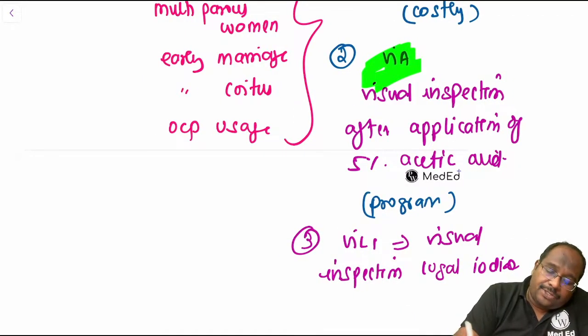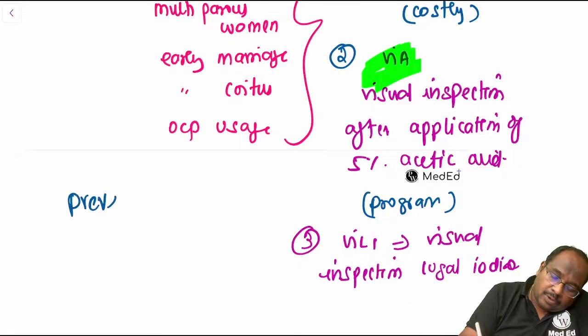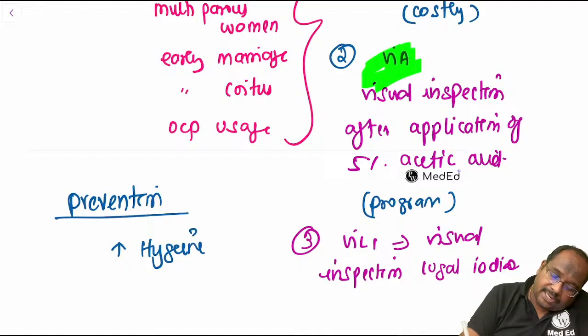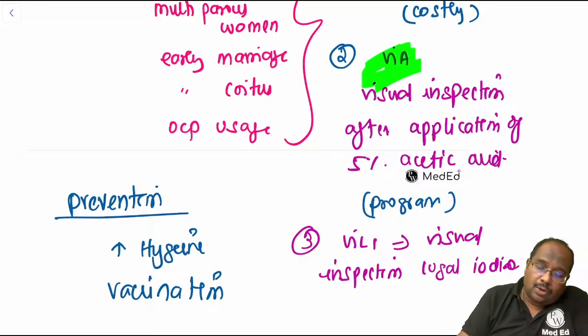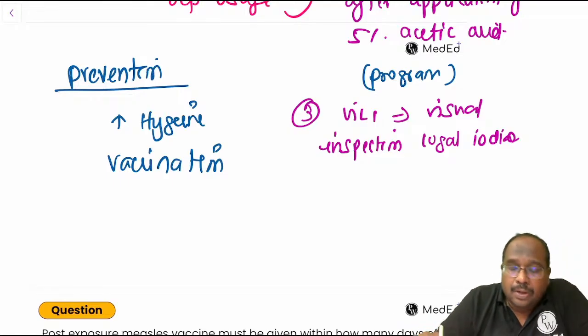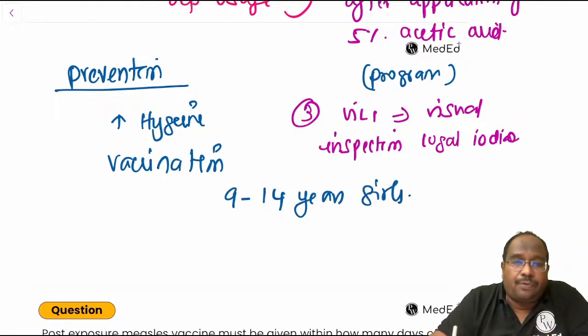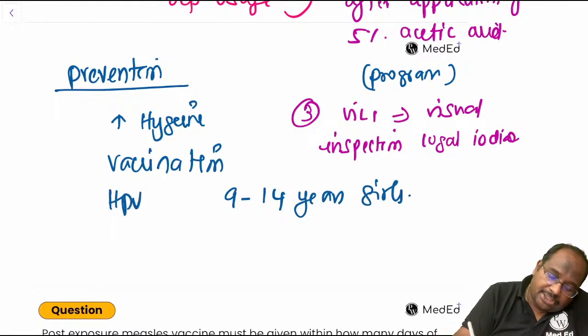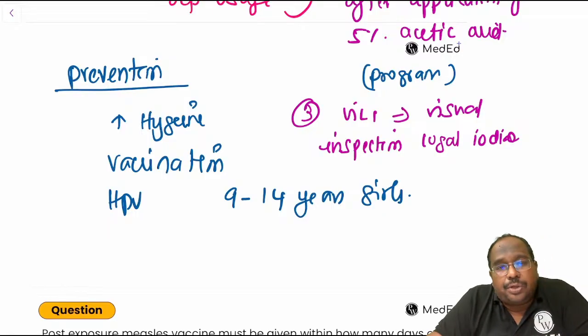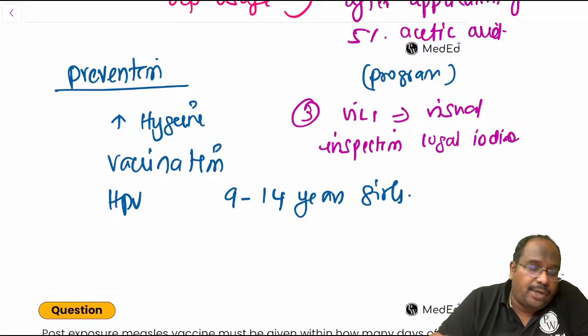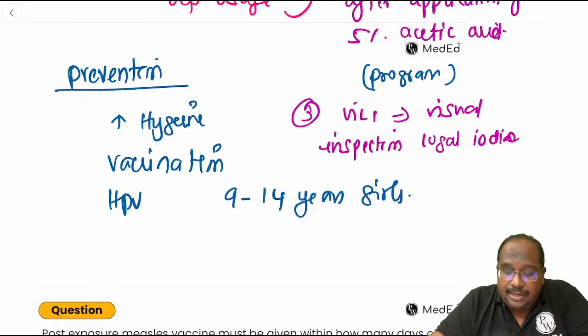What can you do for prevention? Personal hygiene, increasing hygiene is one. Second is vaccination, guys. Now we do have vaccines available. The ideal time is 9 to 14 years girls. HPV vaccine, human papilloma virus, is available, ideal for girls 9 to 14 years.